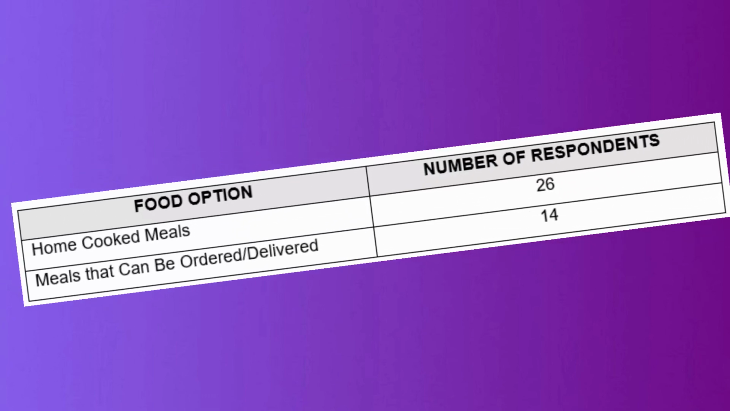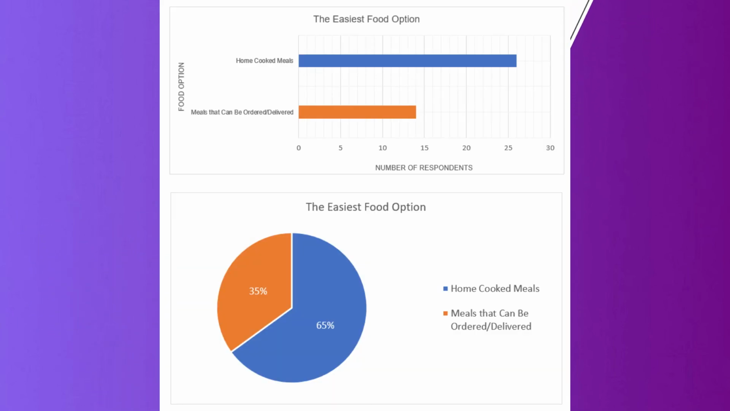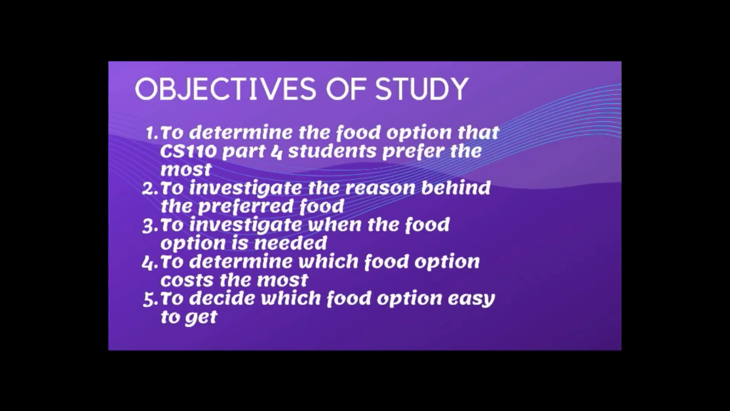Plus, we had placed the data into frequency distribution, horizontal bar chart, and pie chart. There are 26 respondents, equivalent to 65%, chose home-cooked meals as the easiest food option, and 14 respondents, equivalent to 35%, chose ordered meals as the easiest food option. Therefore, all of our objectives are achieved regarding food option during Ramadan 2020 among CS110 Part 4 students.